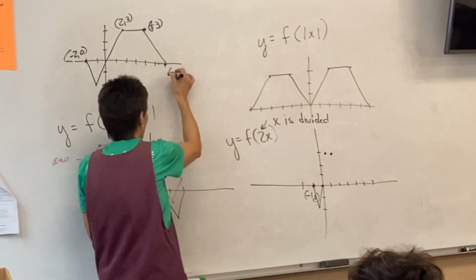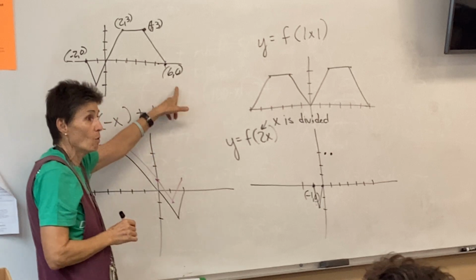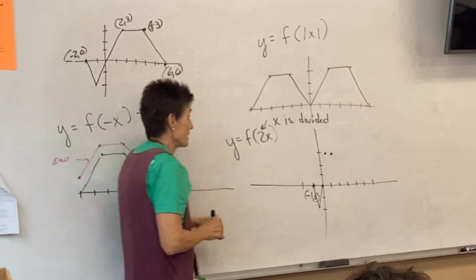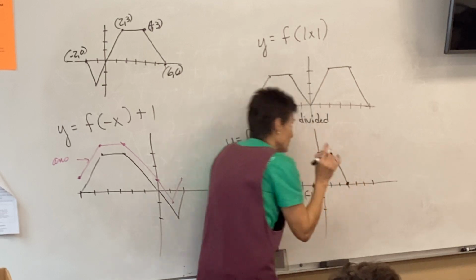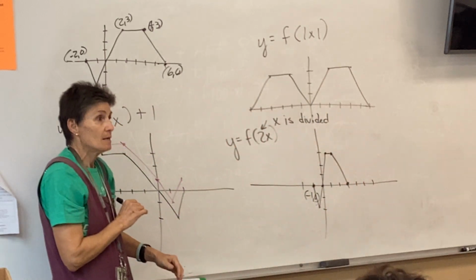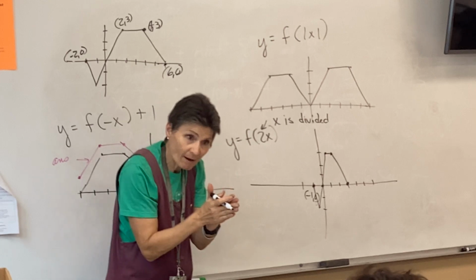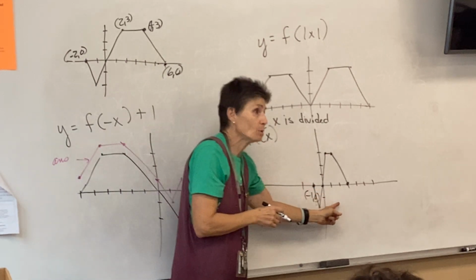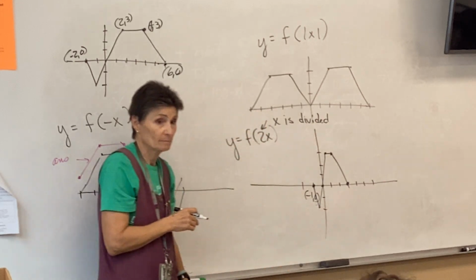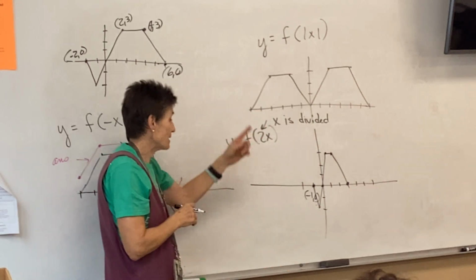And then this one is 6, 0, so it's going to be 3, 0. So what happened is exactly what I told you would happen. Everything got halved. The trapezoid used to be 6 across, now it's only 3 across. That's what that number does.